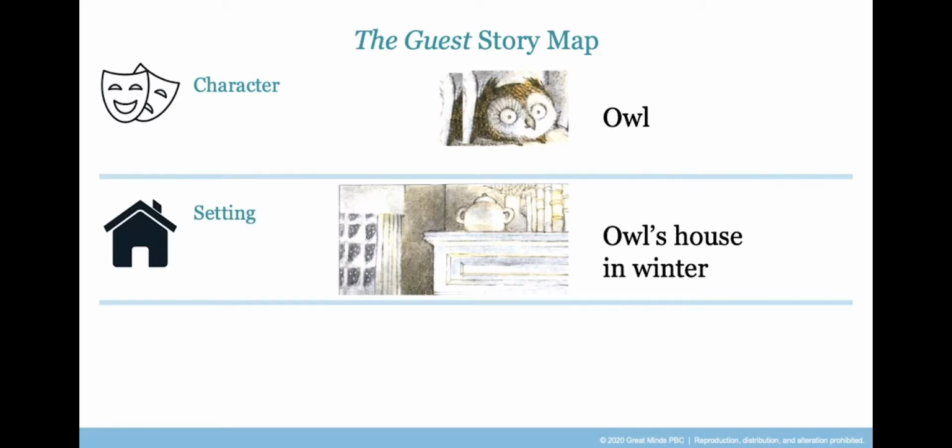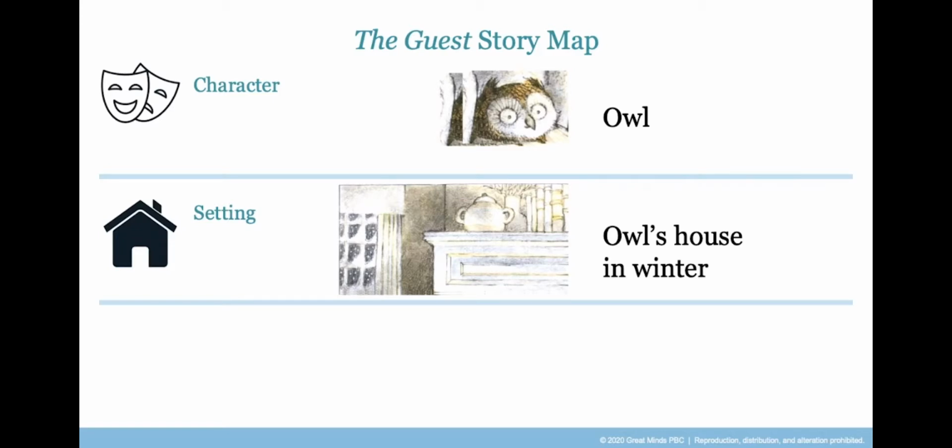Did you say the owl? I'm sure you did. The owl is the main character because he is who the story is mostly about. Now, Winter might also be considered a character because Owl treats him like a person, or Winter could be considered part of the setting because winter is when the story takes place.